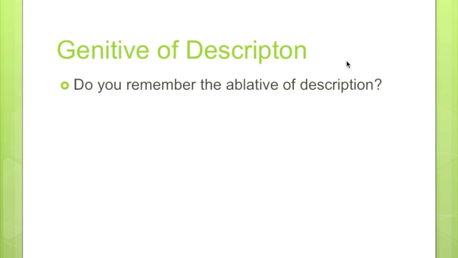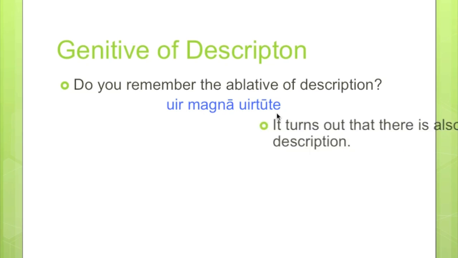Well, that's that for the ablative. Let's talk a bit about the genitive of description now. Do you remember the ablative of description when you said things like vir magna virtute, a man literally with great virtue, but I've been encouraging you to say a man of great virtue because that sounds better in English?